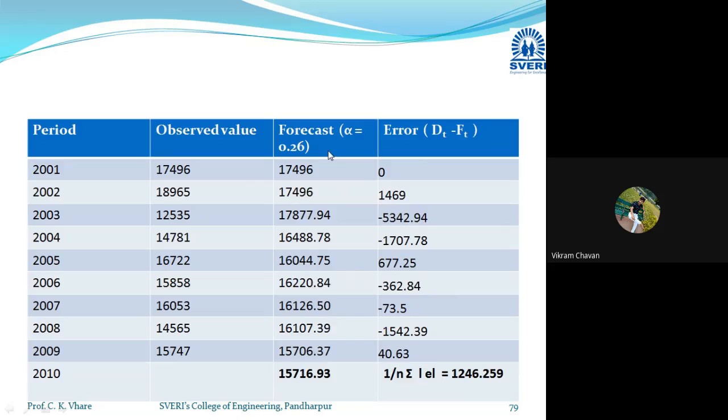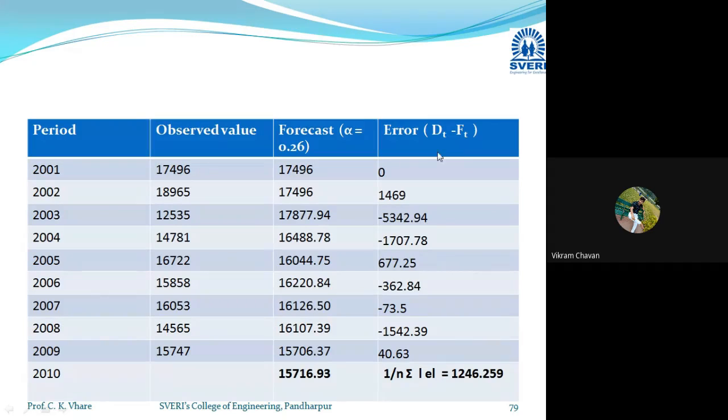Here we are doing the forecasting for smoothing constant 0.26. You can just extend your columns by 2 extra columns, or you can prepare another table. Forecast for alpha equal to 0.26, and error as demand minus forecast value.